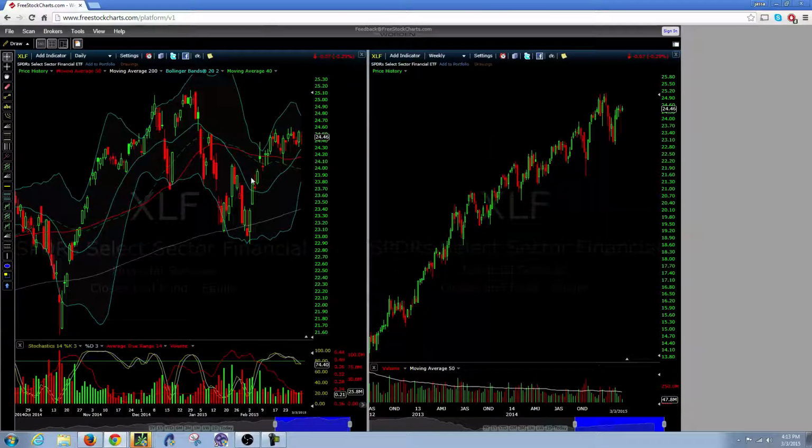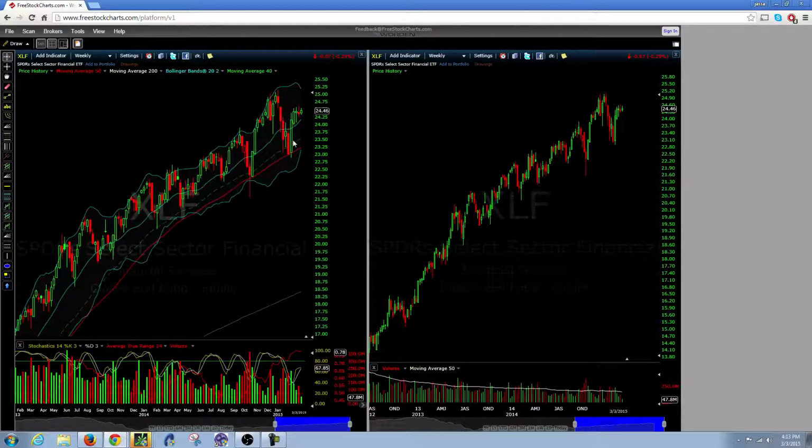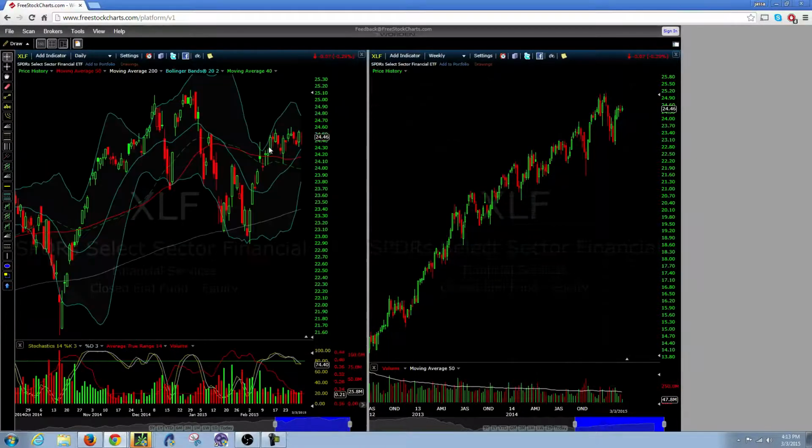Okay, if I were to go to the weekly, now it's more pertinent for that. Basically the 40-week is equivalent to the 200-day SMA on the daily. Okay, as far as I believe.